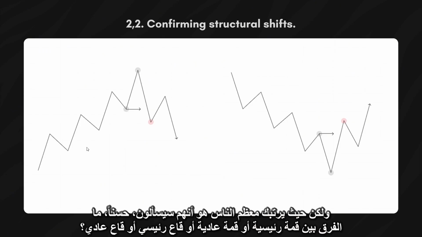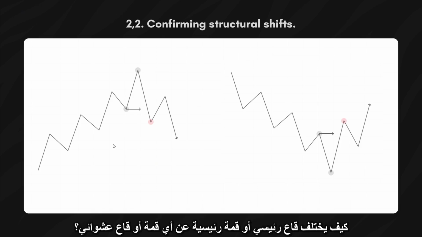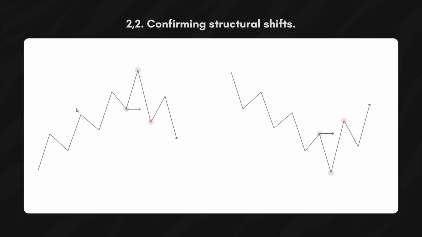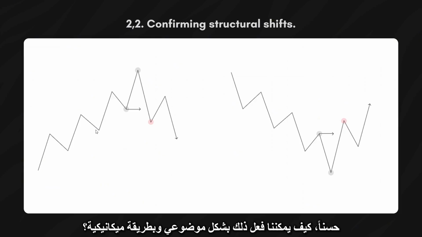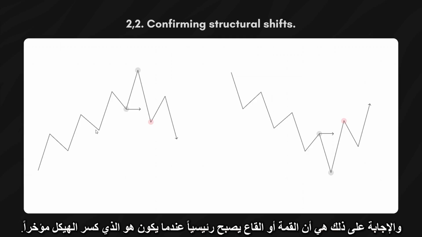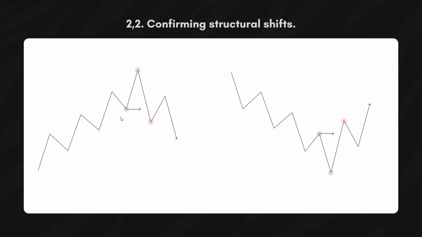But where most people get confused is that they will ask, okay, what's the difference between a key high or a normal high, or a key low or a normal low? How is a key low or a key high different than any random high or low? Right? How can we do that objectively in a mechanical way? And the answer to that is that a high or a low becomes key when it's the one that most recently broke structure.